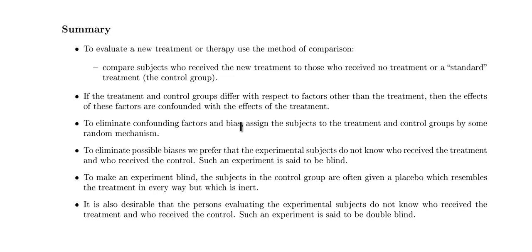To eliminate confounding factors and bias, assign the subjects to the treatment and control groups by some random mechanism. To eliminate possible biases, we prefer that the experimental subjects don't know who received the treatment and who received the control. Such an experiment is said to be blind. To make an experiment blind, the subjects in the control group are often given a placebo, which resembles the treatment in every way, but is inert. It's also desirable that the people evaluating the experimental subjects don't know who received the treatment and who received the control. Such an experiment is said to be double-blind.